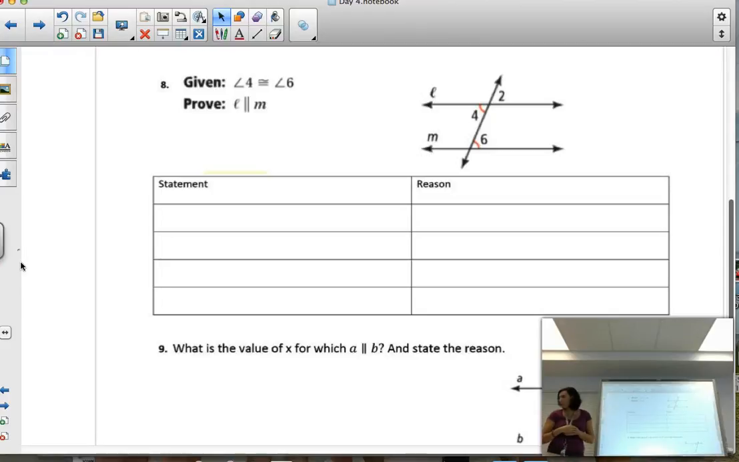Alright, so let's look at this proof. Now, I was mean and I didn't give you a word bank, but that's okay. We're going to walk you through this. Or I will.